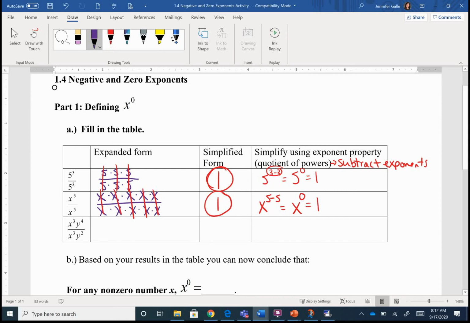All right, so let's take a look. Everybody's working on their expanding part. So I'm going to go ahead and expand. A couple of people are finishing their simplifying.